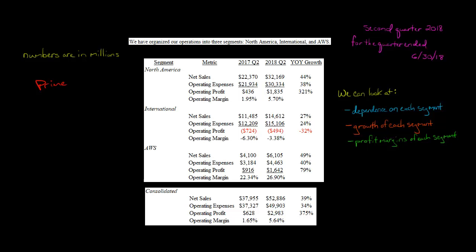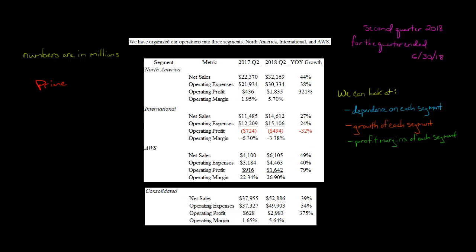Now, when we think about the growth, we can see there was 44% year-over-year growth for Amazon North America. Part of that is a little bit misleading because they acquired Whole Foods during 2018, and there was some revenue in there from the time that they had Whole Foods. Whole Foods had $4.3 billion in revenue, so that's going to make the growth a little bit higher. It's not all organic growth, is what I'm trying to say. For Amazon International, there was 27% growth, but the highest year-over-year growth actually came from Amazon Web Services.